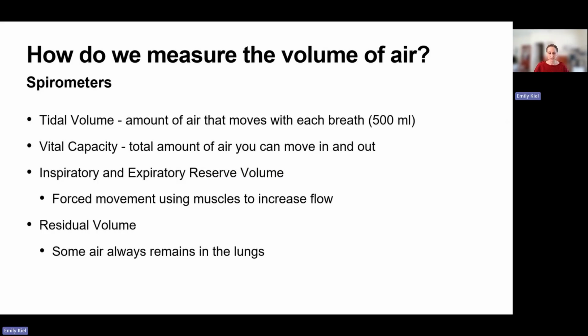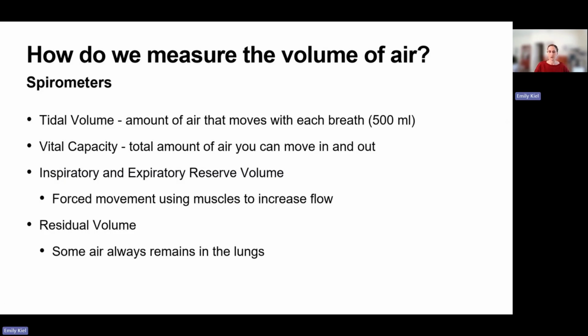Your vital capacity is the total amount of air you can move in and out. It's going to include your inspiratory and expiratory reserve volume. This is some volume that's in your lungs, but it's not going to come out with each breath normally. You're going to need forced movement with muscles to make that air flow in or out. And there is some air that you're never going to really be able to move, and that's called your residual volume. Some air is always going to remain in the lungs.